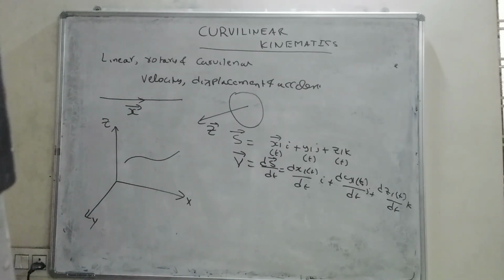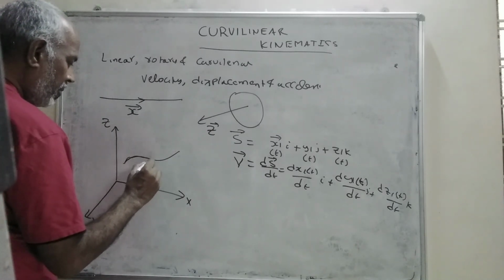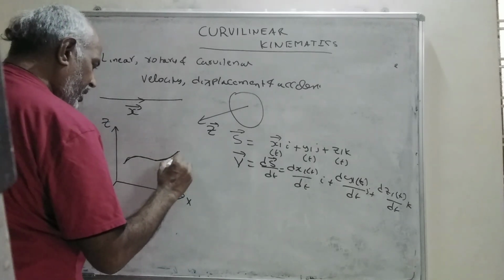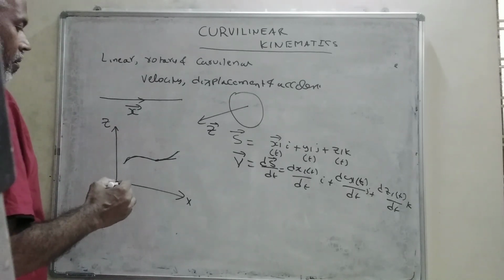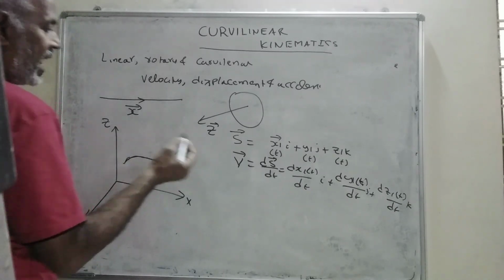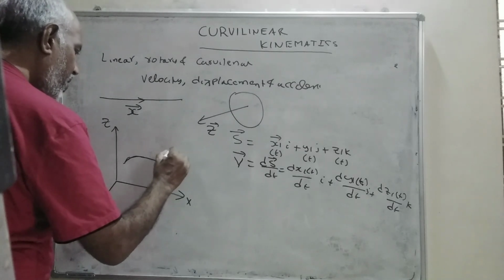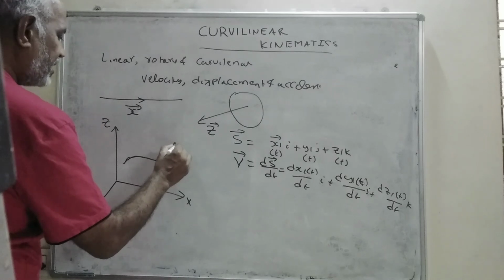But if you observe this curvilinear motion, the velocity is tangential. At any point, the velocity is tangential to the path of motion. But the acceleration is not tangent because it is having some vector in some direction. This is velocity v vector and this is acceleration a vector.